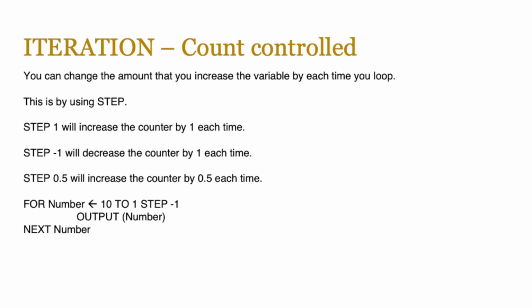So how would that loop look like? It'll look like something like this. For number which is assigned the value 10 to 1, step -1. So it's going to start with 10 and it's going to then decrease the step by -1 each time, and then it's going to output the number. And then the next number says go to the next value of the counter. So for example, number will begin with 10, we output 10, then we go to the next one, it's -1, so it becomes 9, then 8, then 7, 6, 5, 4, 3, 2, 1. So do get familiar with count control loops.